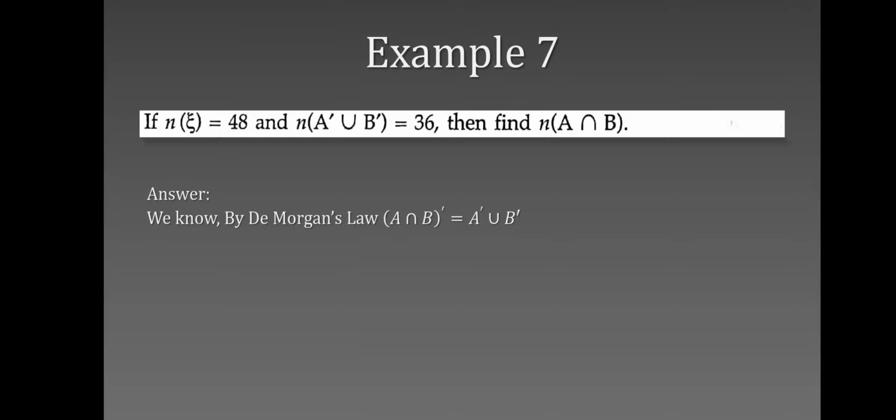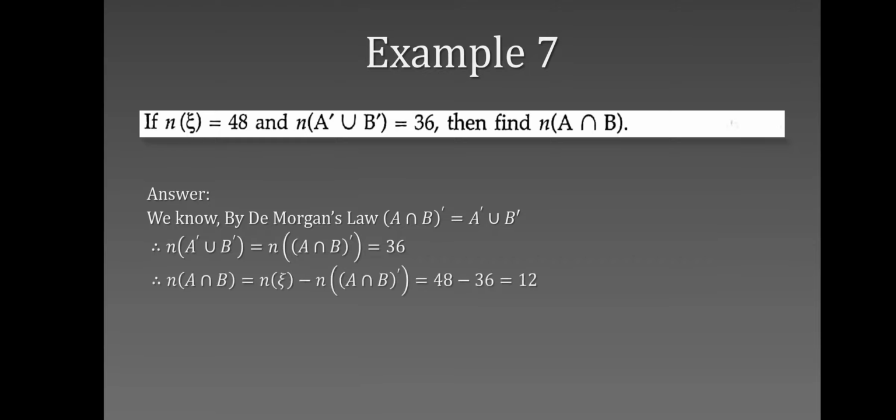So obviously, what is N of A intersection B complement? Now I can write it as A intersection B complement. That is exactly 36, right? Now what is complement? I know it is the universal set minus the set. So therefore N of A intersection B can be written as N of the universal set minus its complement. So that is my answer.